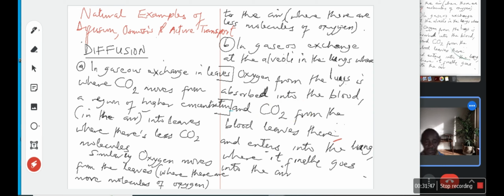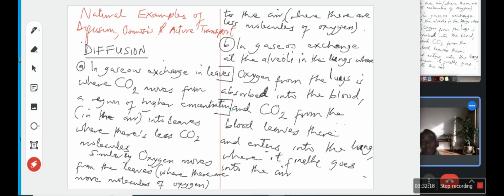Isn't that active transport? Pardon? Isn't that active transport then? No. I mean, in the blood, you have a lot of carbon dioxide. I'm talking about, I'm done with oxygen. I said oxygen moves from lungs into the blood. And you have more oxygen in the lungs than inside the blood. So it goes from higher concentration to lower concentration, which is normal diffusion, along concentration gradient.